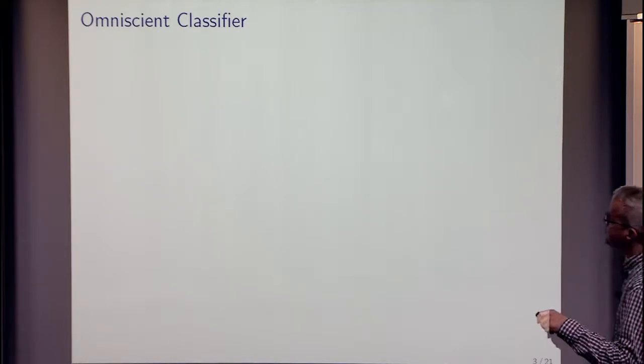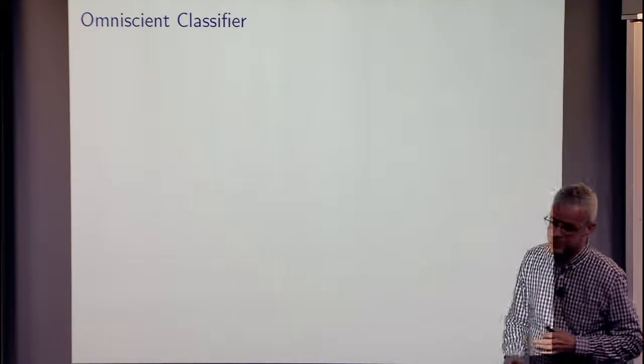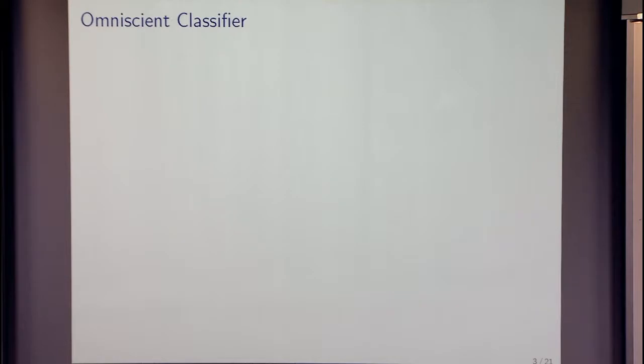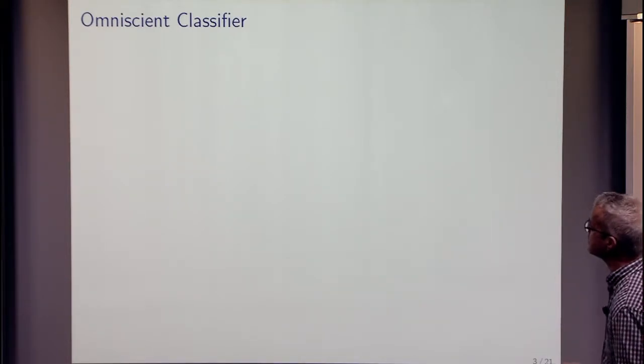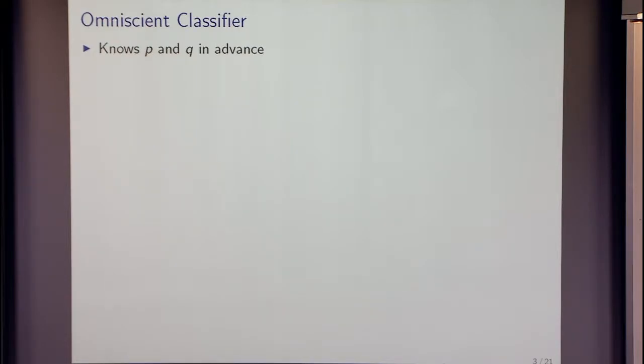So first, let's talk about the omniscient classifier. That's not a scientist that drives a Dodge Omni. It's a classifier that knows everything. Let's see what that classifier will do. This is a classifier that knows P and Q in advance, knows the distribution of good movies, knows the distribution of bad movies.